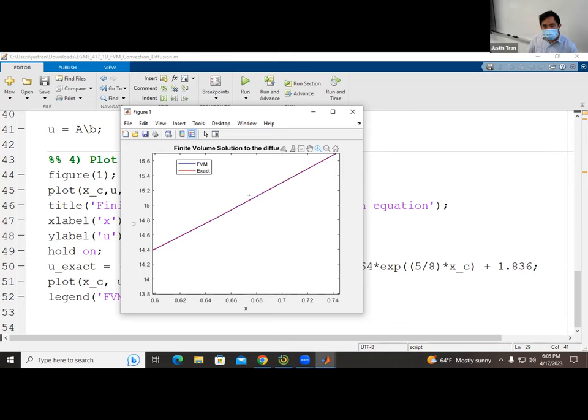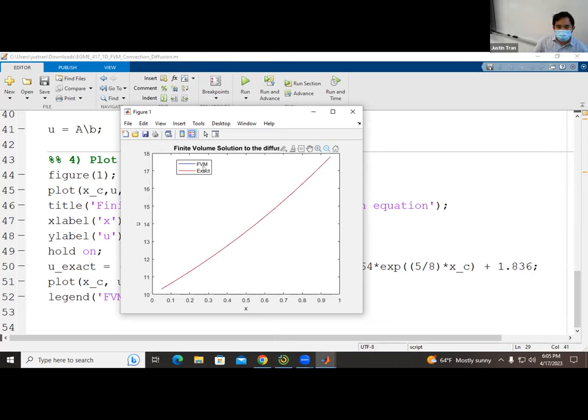Yeah, so if you zoom in, you can kind of see a little bit of a difference between the two, but it's not that much. Okay. Any questions on this code here?